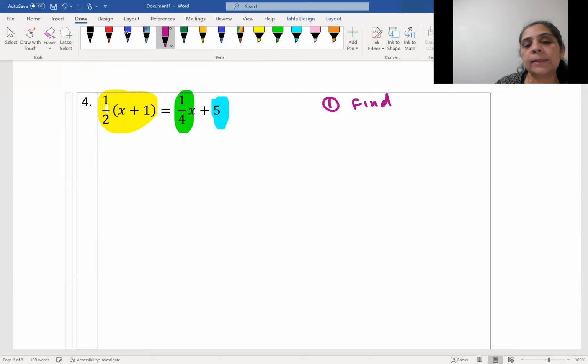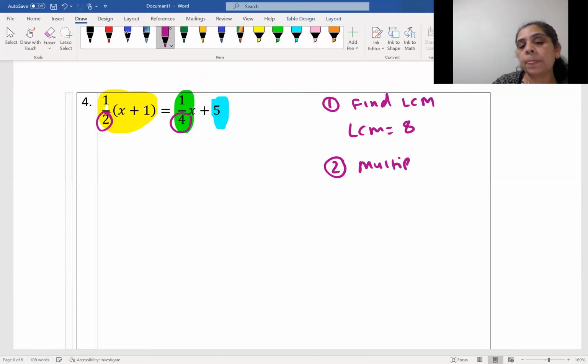Find LCM. And what is LCM between 2 and 4? That is our denominator, right? So LCM of 2 and 4 is 8. Okay. Second step is you multiply by LCM, which means 8, multiply by 8 to each term on both sides.